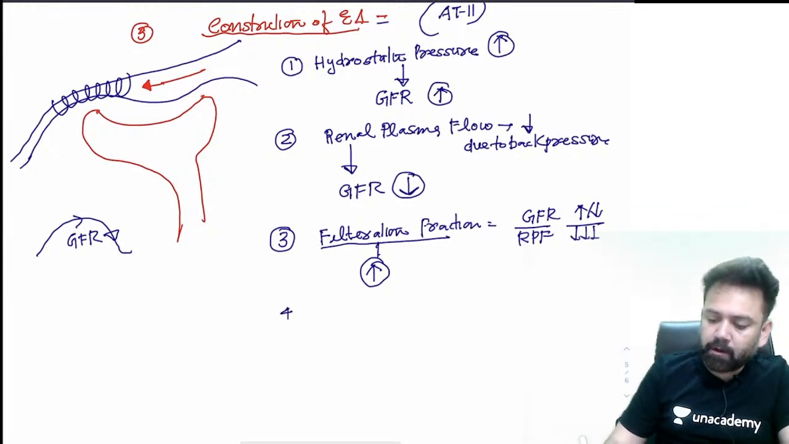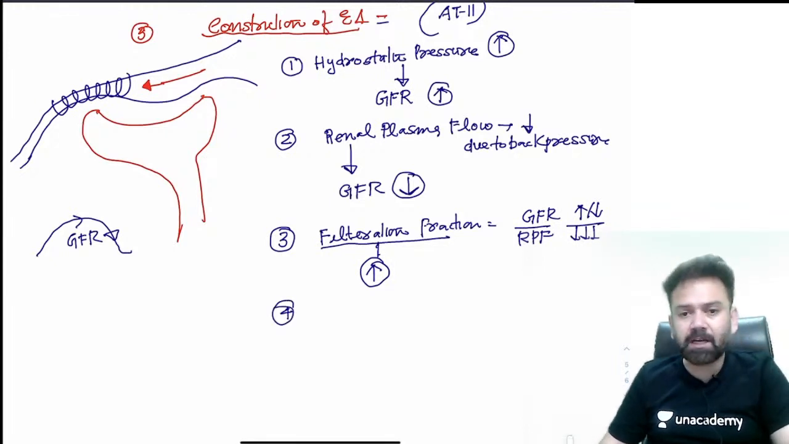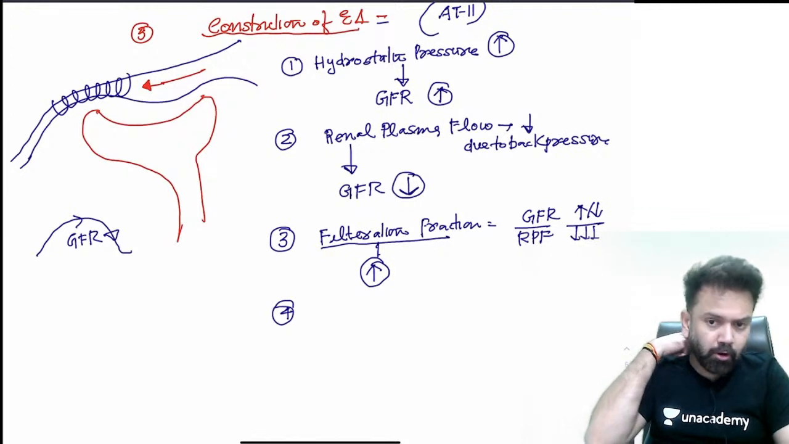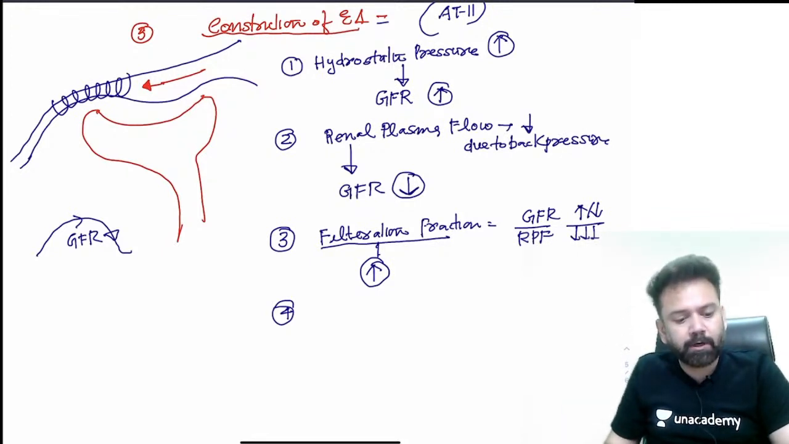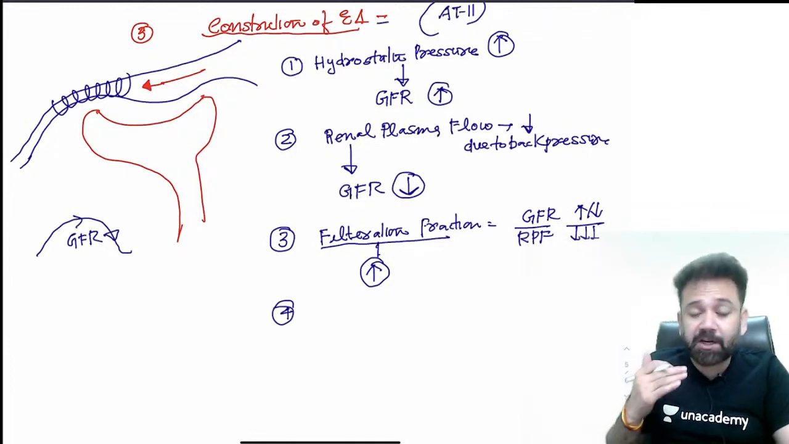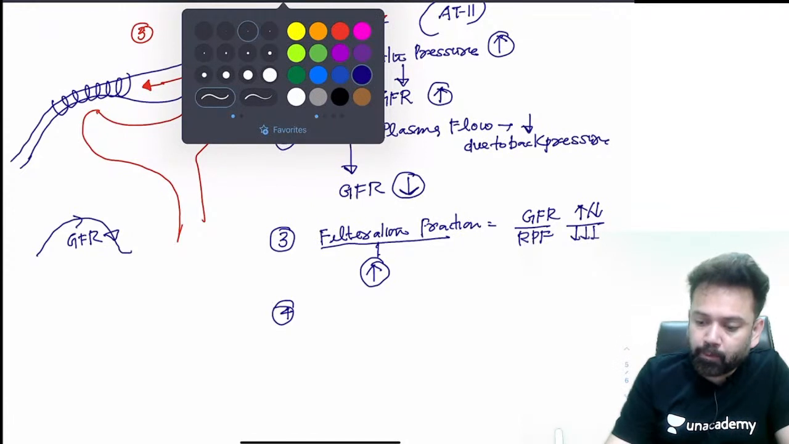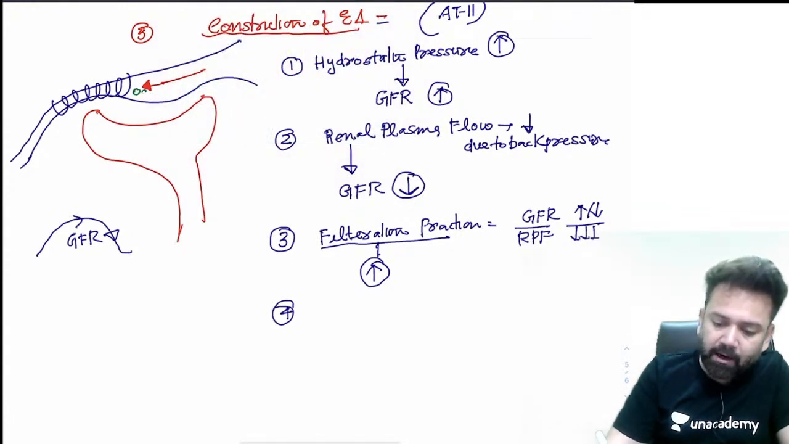So if filtration fraction is going to be more, what do you think? Proteins will be filtered or not? Normally, are proteins filtered? No. But filtration fraction is more, so proteins will be accumulated in the glomerular capillary. Normally proteins are not filtered.